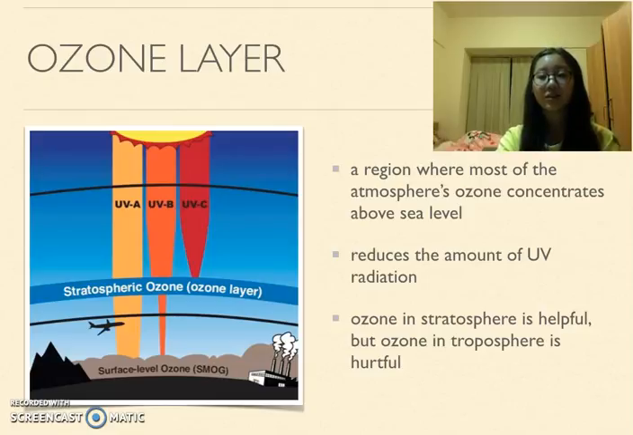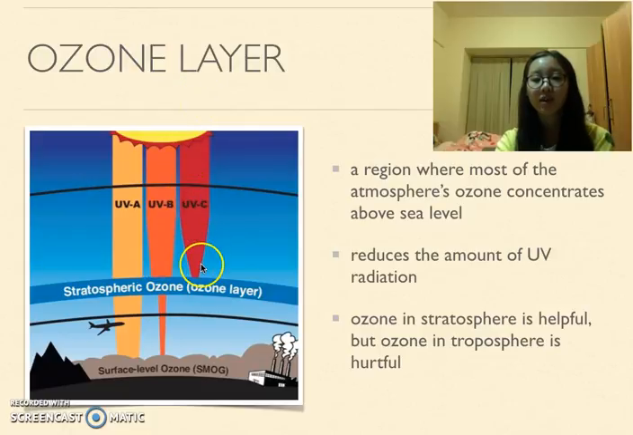Ozone layer is a region where most of the atmospheric ozone concentrates above sea level. From the picture, you can see the ozone layer absorbs some UV and reflects other heat, so it can reduce the amount of UV radiation reaching the ground of the Earth. And ozone in the stratosphere is helpful, but ozone in the troposphere is hurtful.